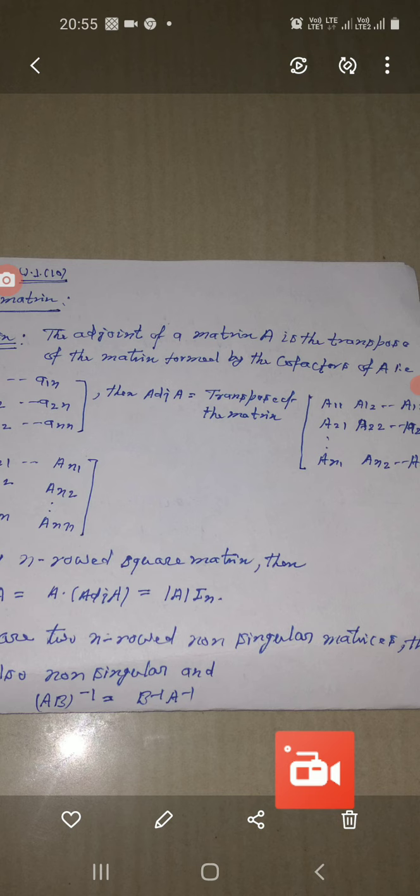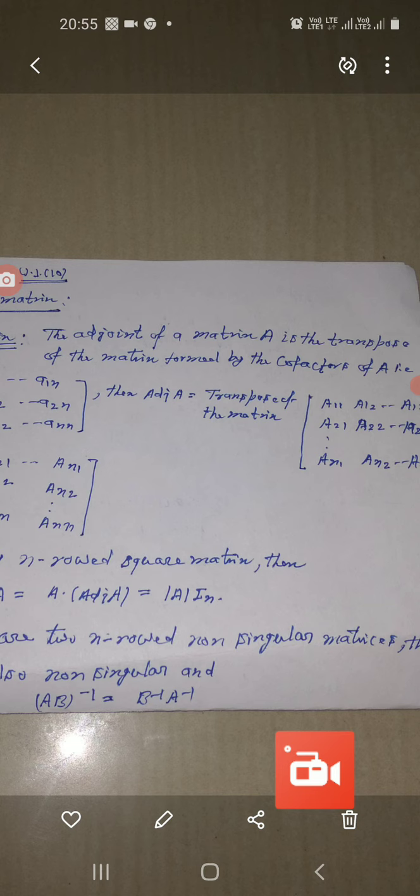Now we find the transpose of this matrix. We have A11, A21, An1 in the first row, in the second row A12, A22, An2, and in the third row A1n, A2n, Ann. In this way you can find the adjoint of a matrix. This is nothing new, but old, and you know it well.